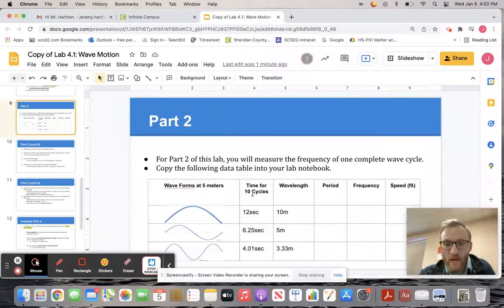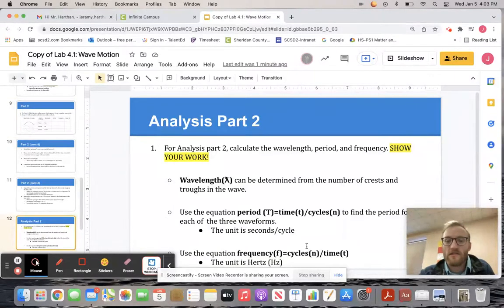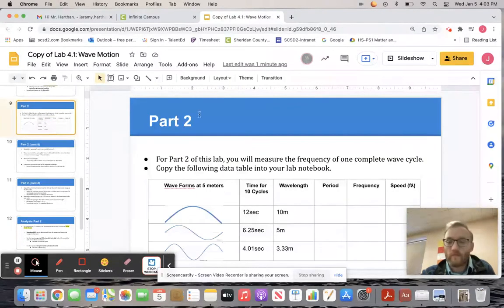Okay. Now, frequency. Let's go back to our equation list. So we can see frequency is just the opposite then. So we take our number of cycles, which we know is 10, and we're going to divide it by how long it took to do that, because we want to know the number of waves per second. So if we do that here, we know we did 10 waves divided by our 12 seconds. So we should be able to calculate our frequencies pretty easily.